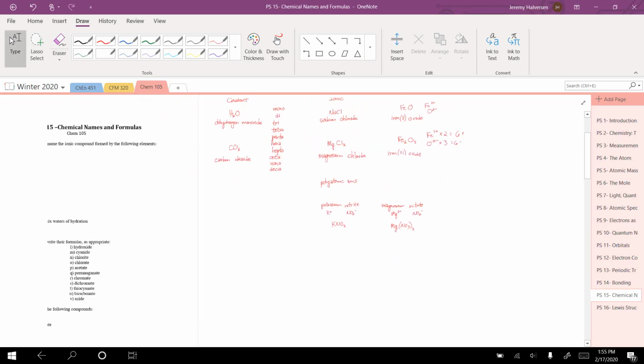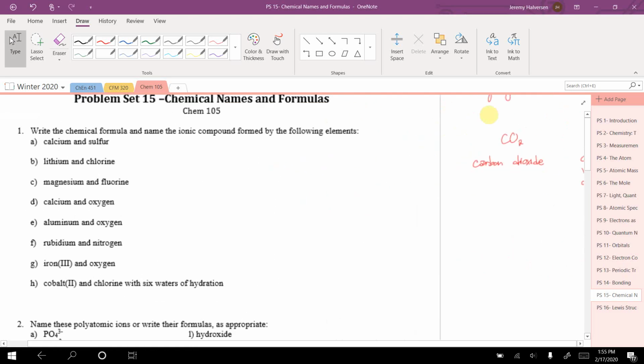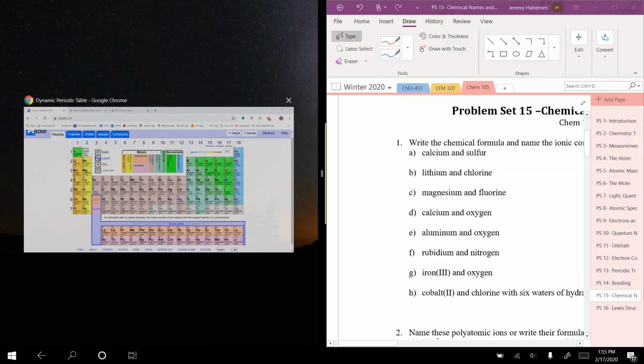So now that we've had this crash course on naming covalent and ionic compounds, let's do some. Write the chemical formula and name the ionic compound formed by the following elements. All right, calcium, and I'm actually going to pull up my periodic table.